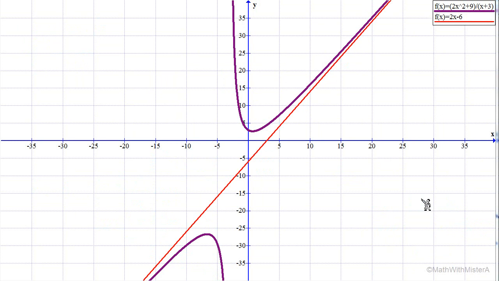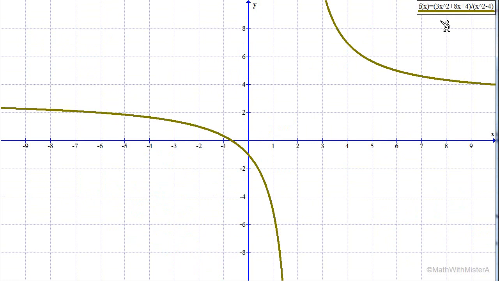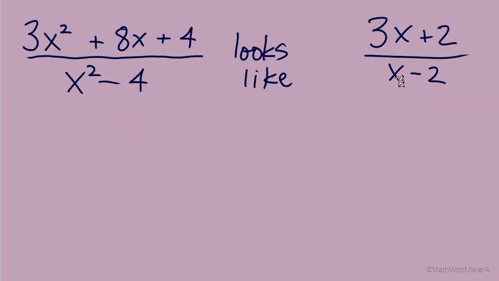Now we have two more examples to look at, just to remind you what they were. We looked at this function, 3x squared plus 8x plus 4 over x squared minus 4, and pointed out that it was the same graph as 3x plus 2 over x minus 2. So we need to figure out algebraically why this is happening. Here are those two functions that produced the same looking graph.